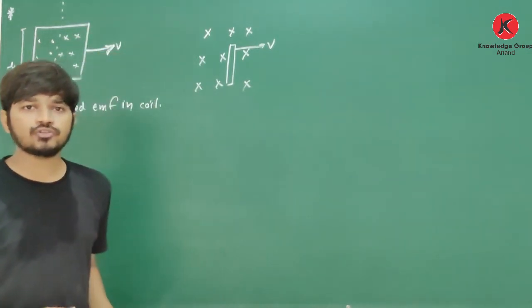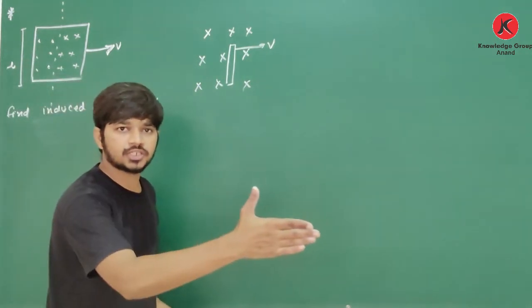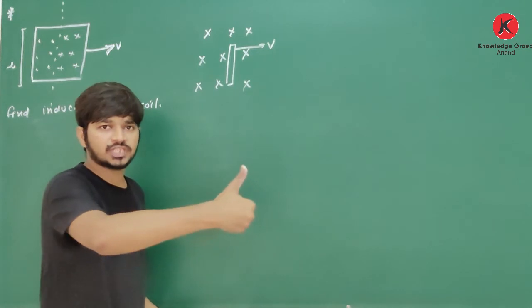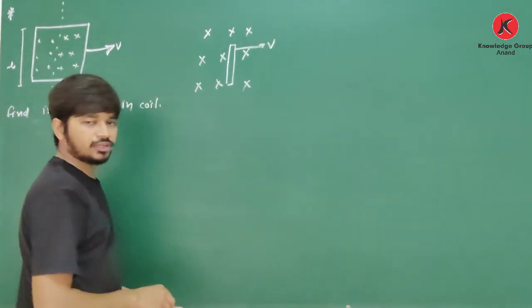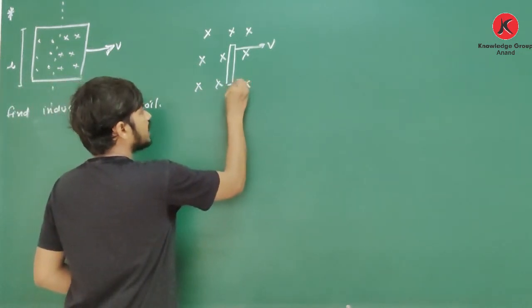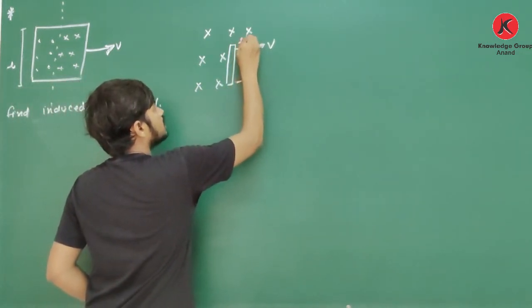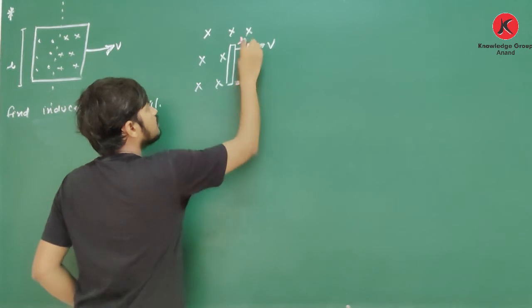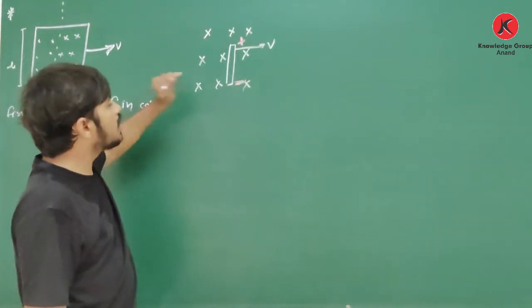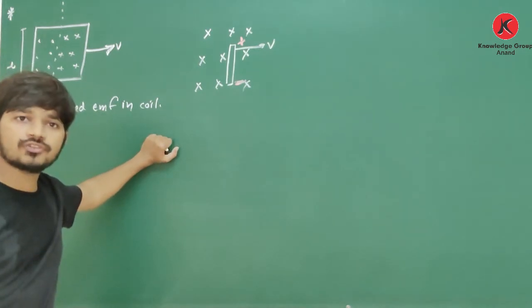The force acting on a positive charge, with B in the inside direction, is in the upward direction, and the force acting on a negative charge is in the downward direction. So here negative charge is accumulated, and here positive charge is accumulated. Means this becomes the positive terminal and this becomes the negative terminal. Clear about this?